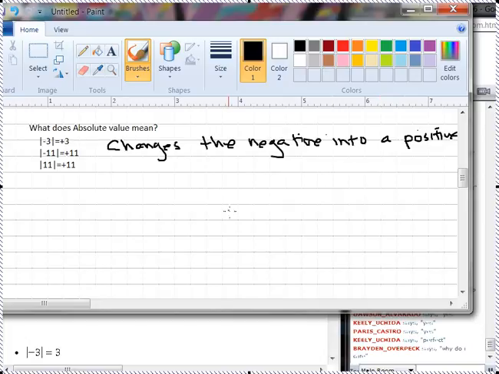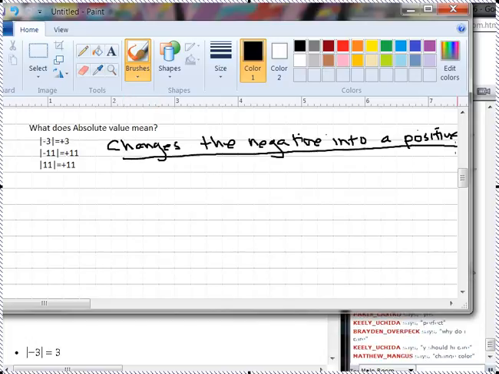Why, if I can get through 6th grade, Mr. Dalday, if I can get through 6th grade with all we're going to talk about with absolute values is it changes everything that's negative into a positive number, why should I care about what you're going to tell me about what it really means? And let me tell you why.